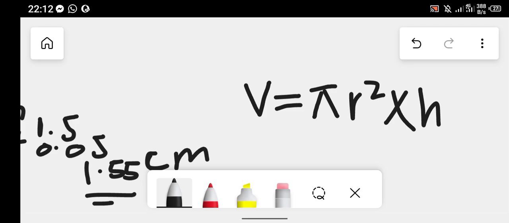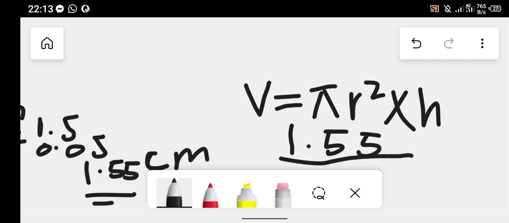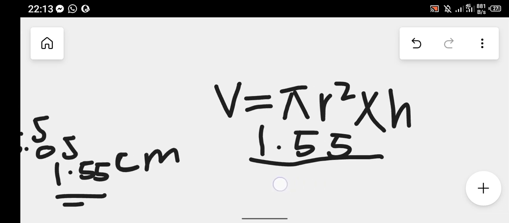So to convert the diameter into radius, what do you do? You simply divide the diameter by 2. So you can divide 1.5 divided by 2. And just move this up a bit due to space.